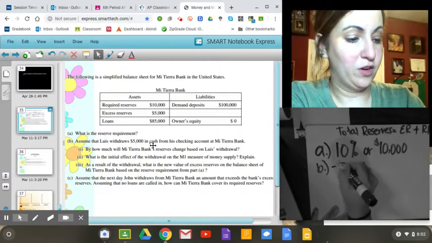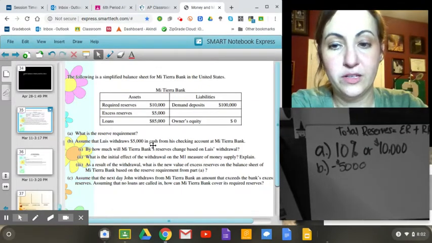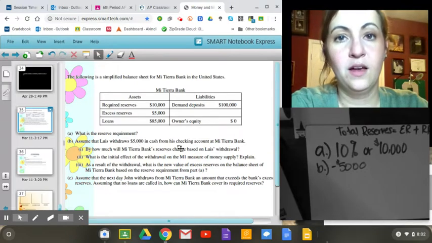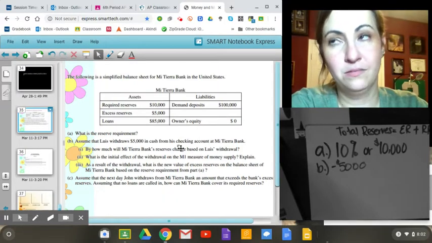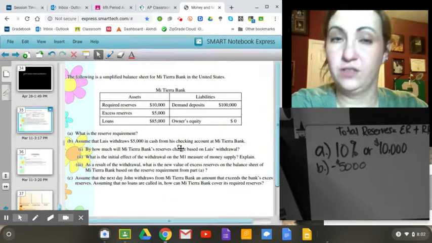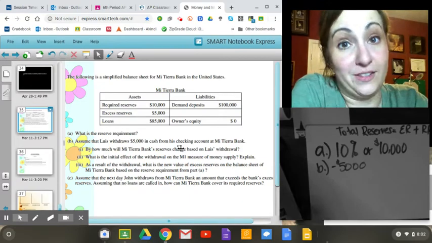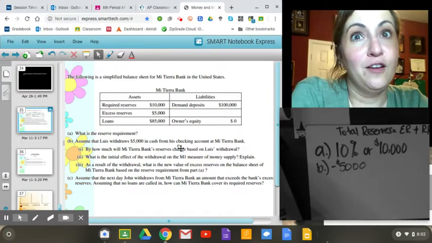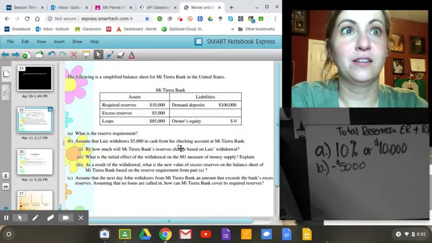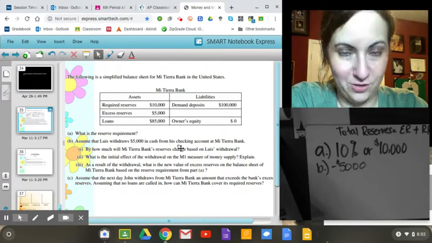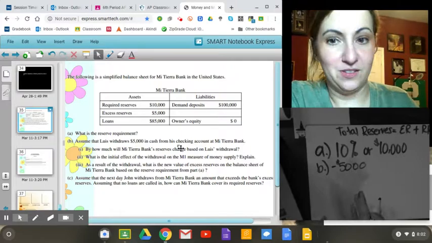Okay, this question is not hard. This question literally says, if someone comes and withdraws $5,000 from the bank, how much money does the bank have less? 5,000. That's what the question's asking. It's like, if someone took 2 pencils away from you, how many pencils do they take? 2. The answer is 2. Or in this case, 5,000.